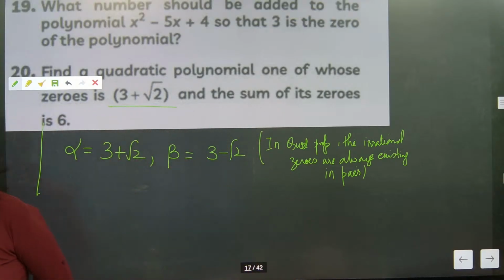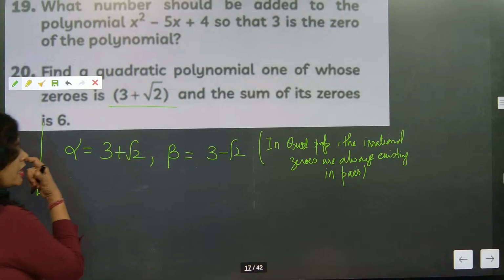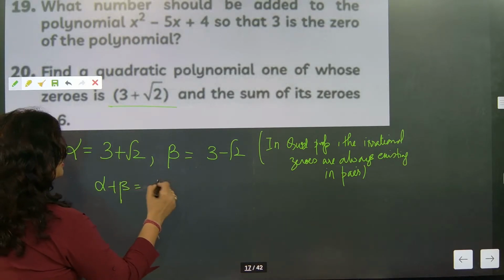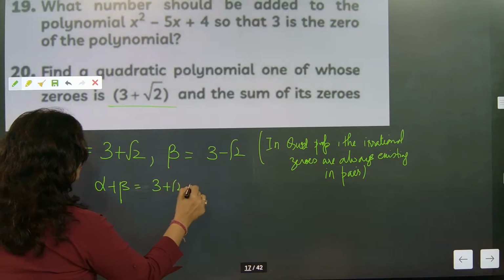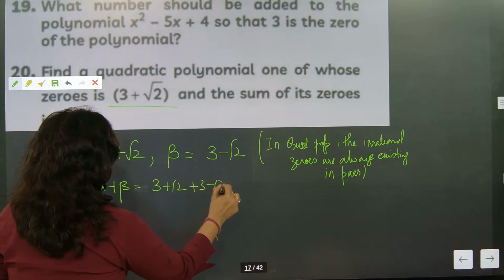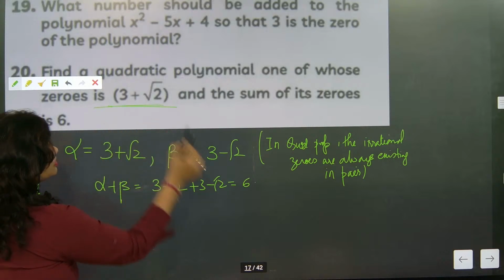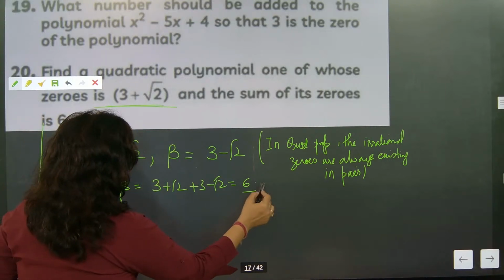So one is coming as 3 plus root 2, the other one is 3 minus root 2. Correct? Now what we have to do? Alpha plus beta is equal to 3 plus root 2 plus 3 minus root 2, which is equal to 6. So this is already given. The sum of the zeros is 6.